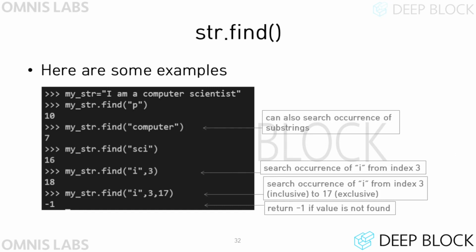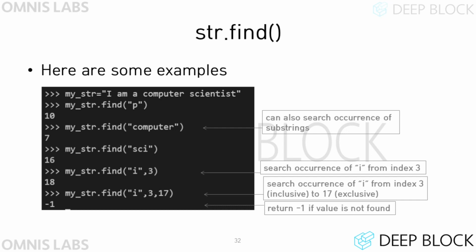Let's learn how to use the find method through an example. If the string "I'm a computer scientist" is in the variable myString, you can use the find method to find where the character p is. It is possible to search not only a character, but also the starting index of a string, such as computer. myString.find('I', 3) finds and returns the index of the string I after the index 3 of myString.